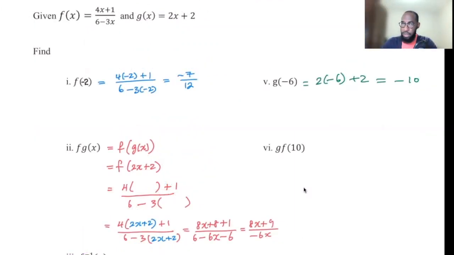So the first thing I'll do is put f of 10 in brackets. So we have gf of 10 in brackets. That's the first thing that we did here. We put g of x in brackets. Secondly, we will work out what f of 10 is. So we'll substitute what 10 is in the f function. So we have 4 by 10 plus 1.